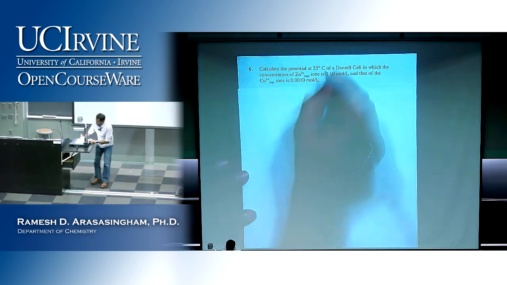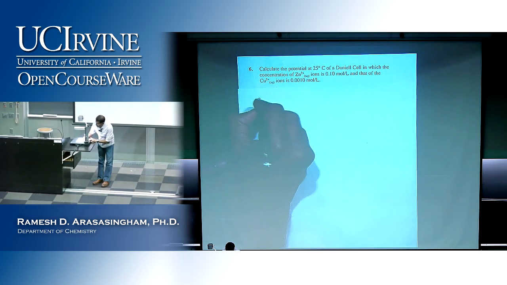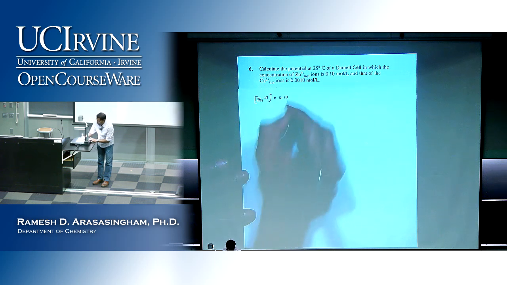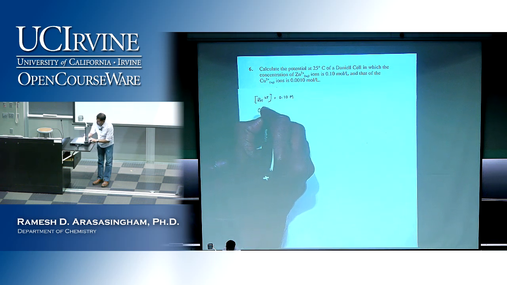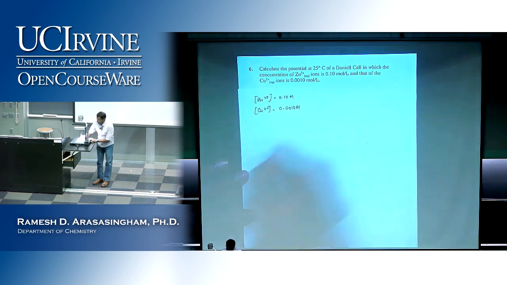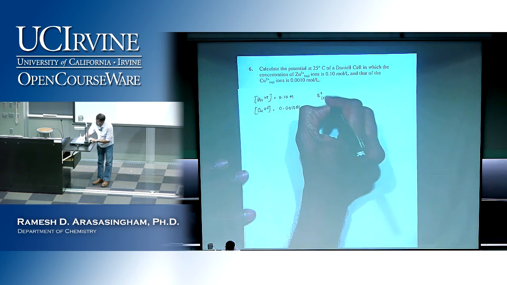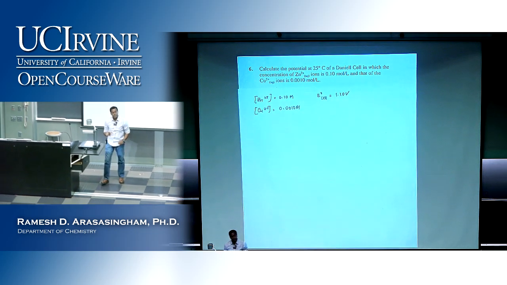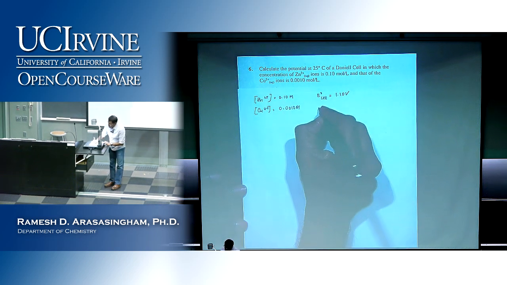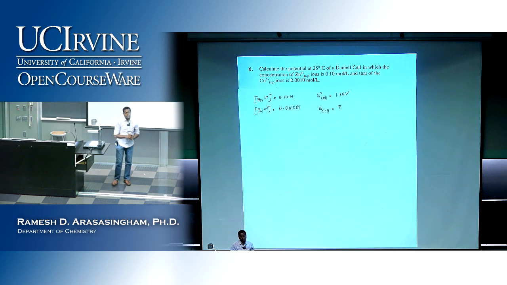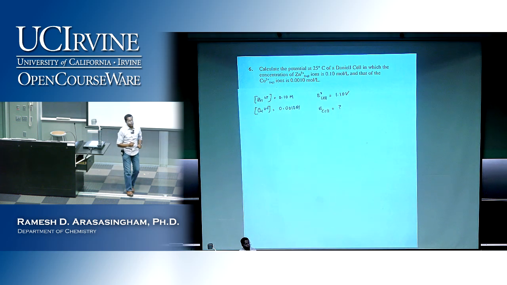So let's look at what's given to us. We know that the concentration of zinc ions is 0.10 molar. The concentration of copper ions is 0.0010 molar. And we know that the standard cell potential for the Daniell cell is 1.10 volts. Now, what we need to calculate is the cell potential when it's not under standard conditions. All right?